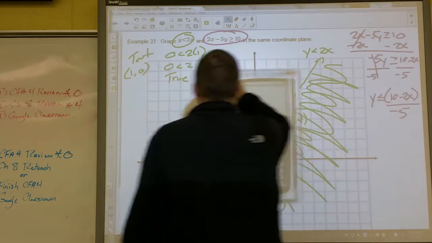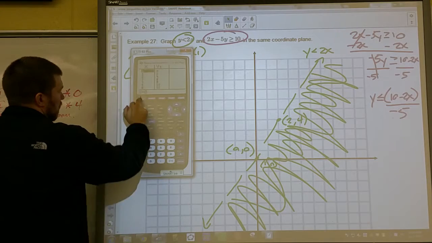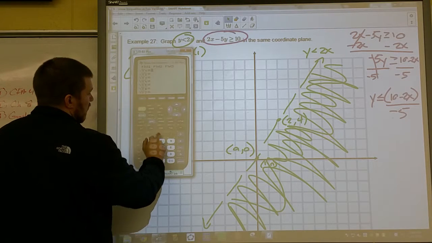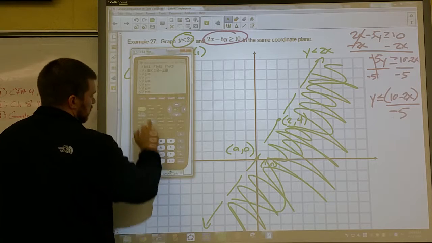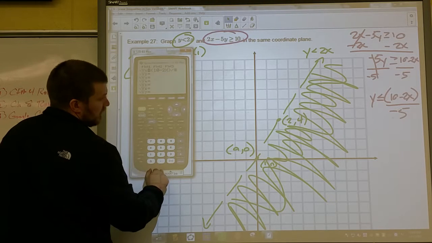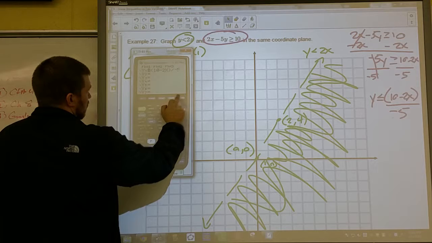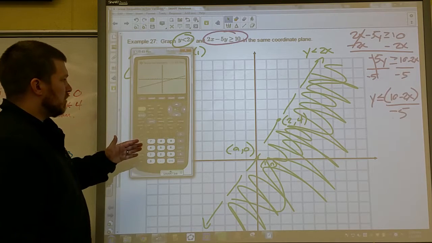Let's bring my calculator over here. Go to y equals, clear it out. You have to include the parentheses, otherwise this will not graph correctly. Divided by negative 5. Graph. That's what my boundary line is going to look like.